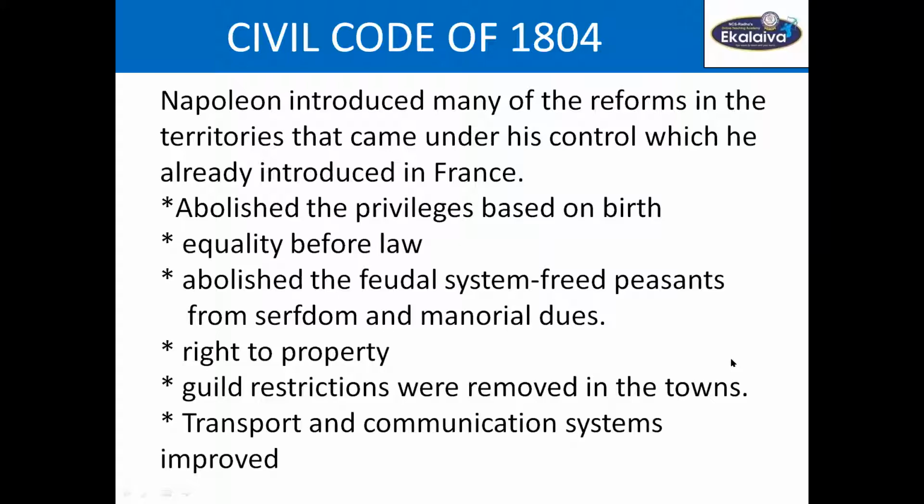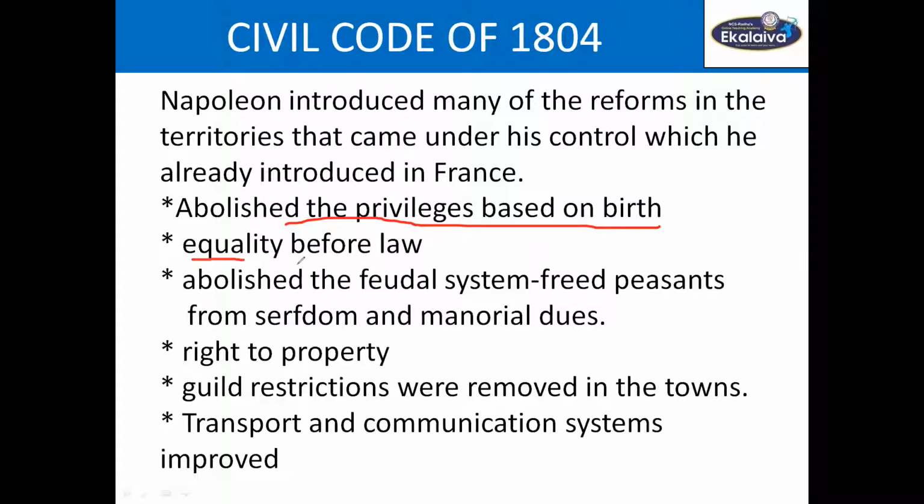Now, the Civil Code of 1804, introduced by Napoleon, gave a lot of reforms. He abolished the privileges based on birth, the system that was prevailing in Europe: nobility, clergy, and commoners. So the first two estates were free from everything, and the third estate, that is the commoners, had to pay all the taxes because they were born in the third estate. That was abolished by Napoleon. Everybody was considered equal before law. And he abolished the feudal system, which freed the peasants from serfdom and manorial dues. So the peasants had to work for the landlords without any payment. All these things were abolished by Napoleon, which was one of the important steps he had taken.